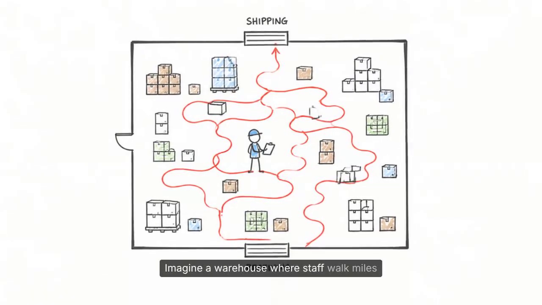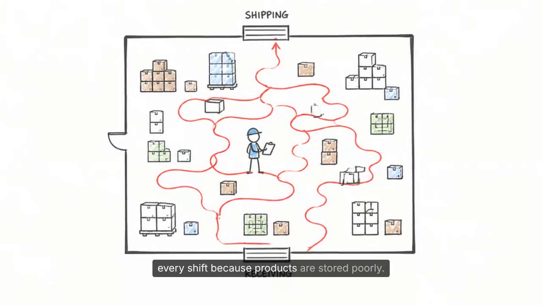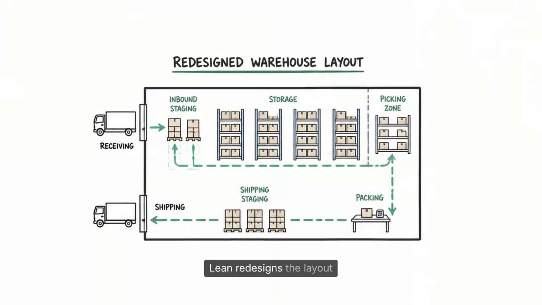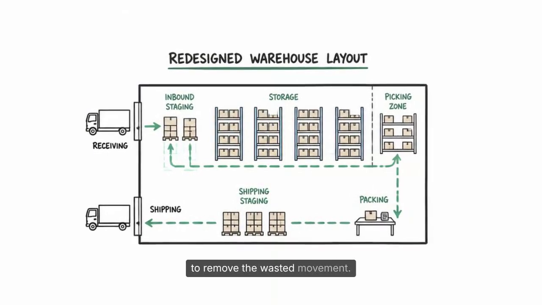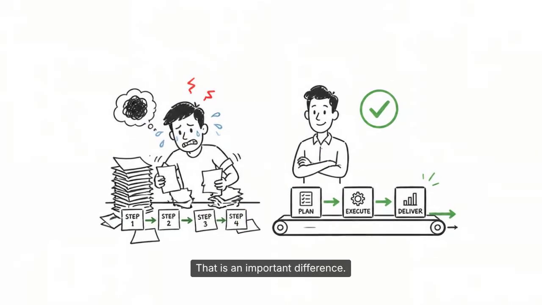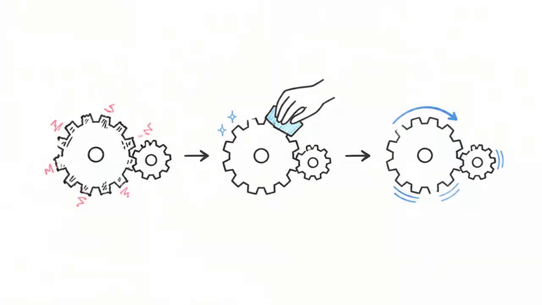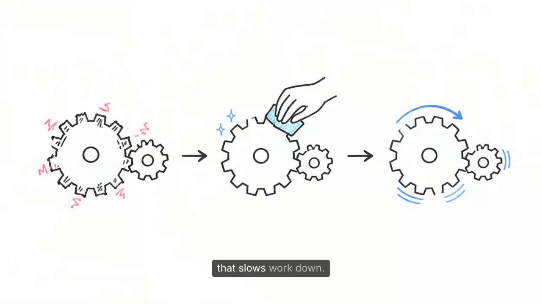Imagine a warehouse where staff walk miles every shift because products are stored poorly. Lean does not blame the workers. Lean redesigns the layout to remove the wasted movement. That is an important difference. Lean manufacturing is not about making people work harder. It is about removing the friction that slows work down.